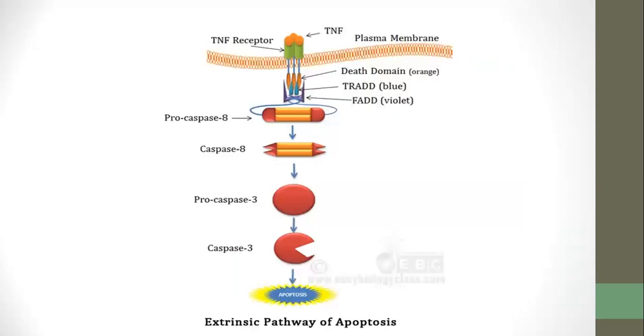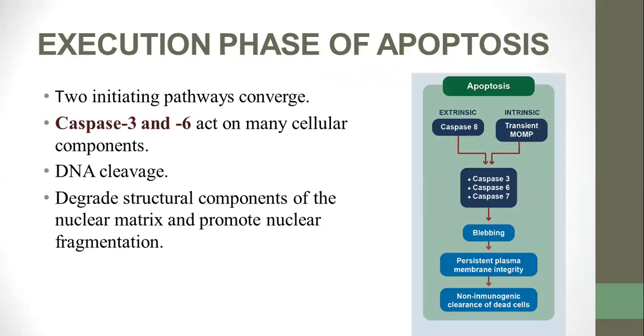So both the pathways, the intrinsic pathway and the extrinsic pathway, converge on caspase 3. So this is the execution phase. In this picture, you can also again see the extrinsic pathway of apoptosis, which is activated by the death receptor. Now, the execution phase of apoptosis is the part where caspase 3 is activated and it leads to apoptosis. So both the pathways, the intrinsic pathway as well as the extrinsic pathway, converge on the caspase.